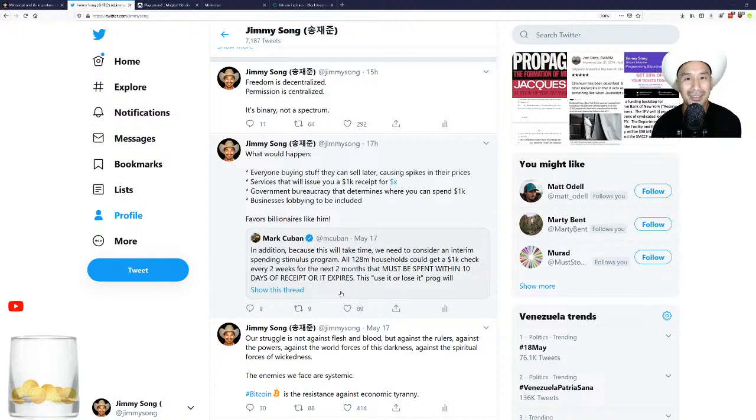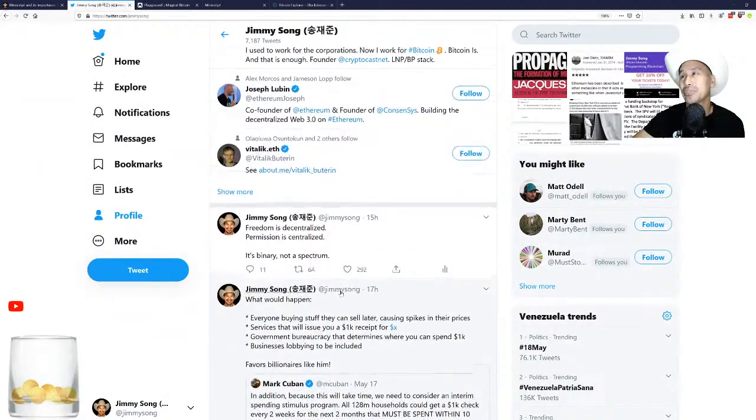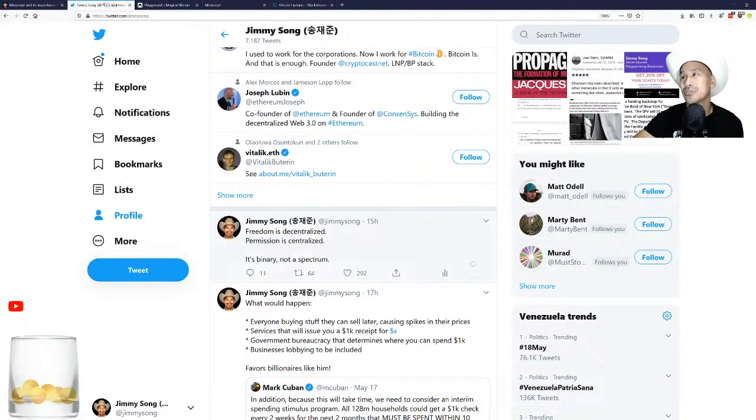This is the fallacy of Keynesianism, and this is why it doesn't work. Freedom is decentralized. Permission is centralized. It's binary, not a spectrum. And this is talking about centralization, decentralization. In a decentralized system, you have freedom. In a centralized system, you need permission, and it's binary. You either need permission or you don't.